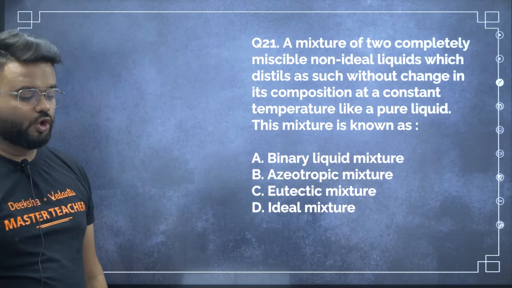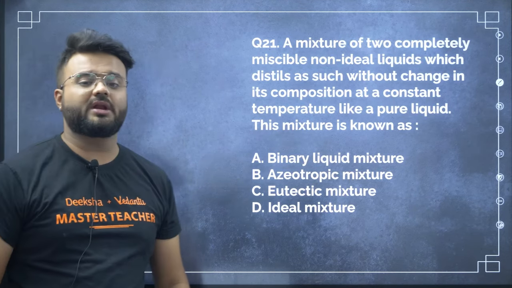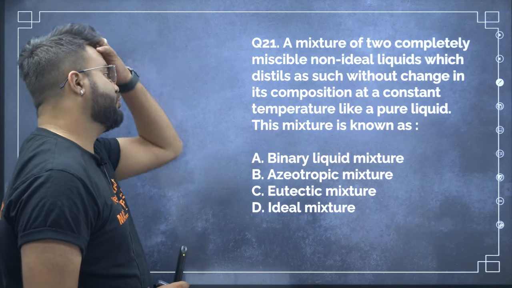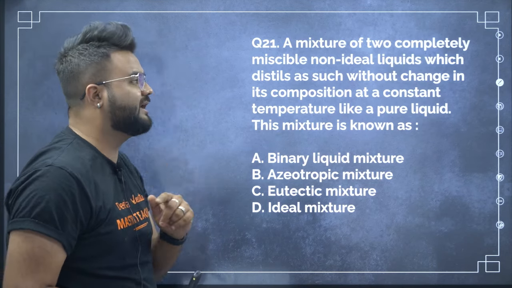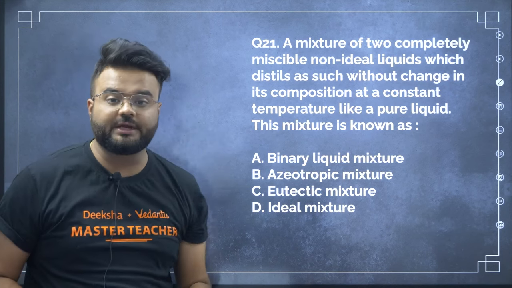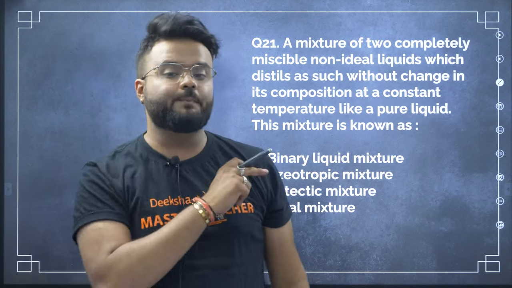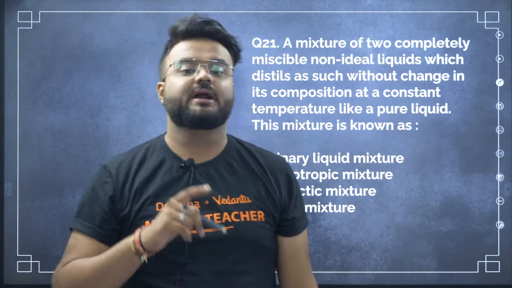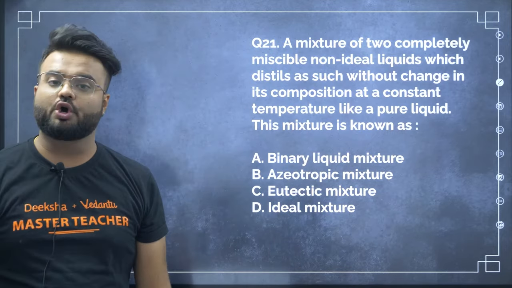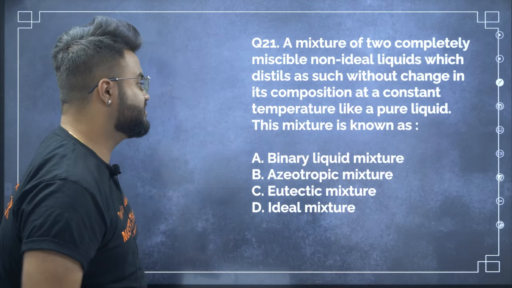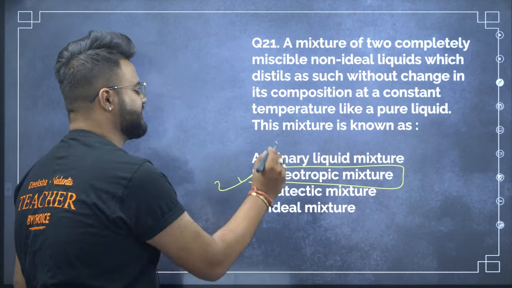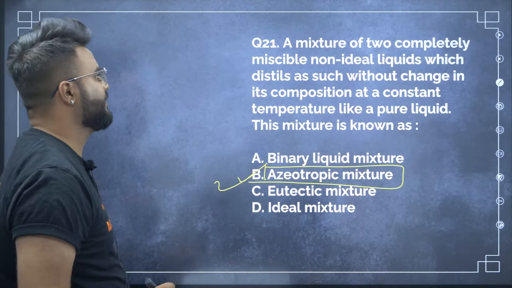Now, coming back to question number 21. This is a direct definition they have given. A mixture of two completely miscible non-ideal liquids which distill as such without change in its composition at a constant temperature like a pure liquid, then this mixture is known as dash. What is this mixture known as? That is nothing but your azeotropic mixture. This is a direct definition they have asked.